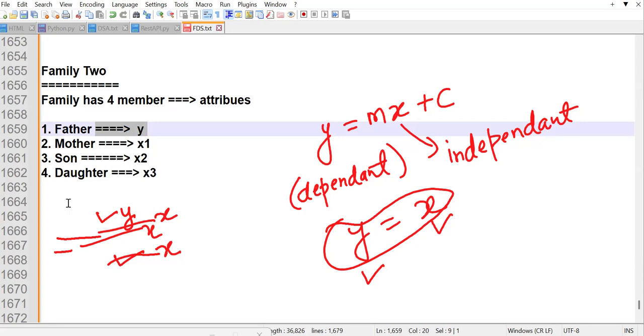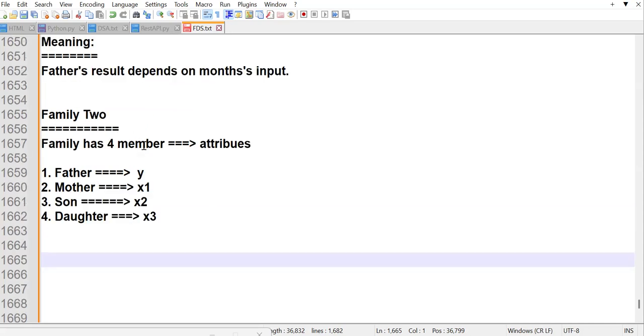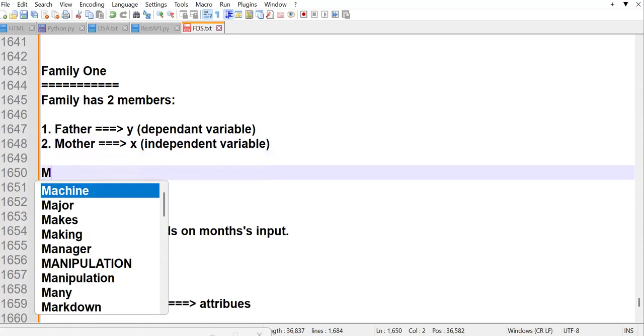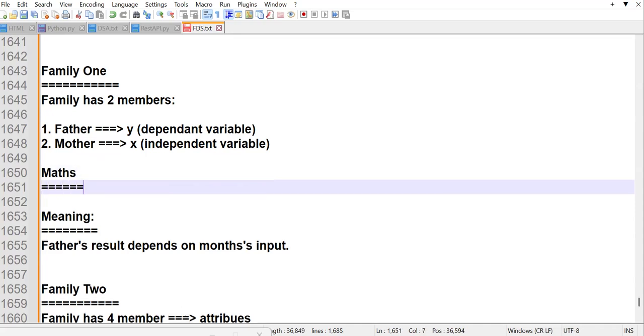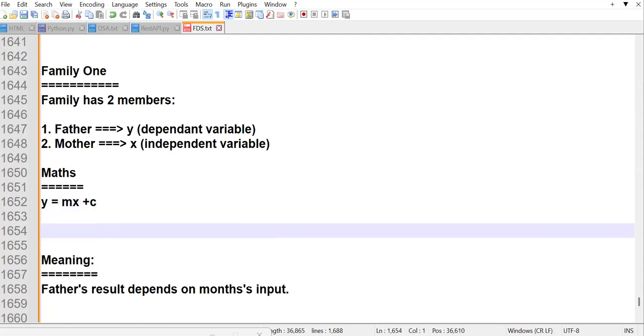Let's understand simple linear regression and multilinear regression. Simple linear regression is the example of this family. If you convert this equation in maths, how will you write it? You will write y equals mx plus c. Here you understand already what is y, what is x, what is m. You don't need to worry about it, but I'll tell you here.